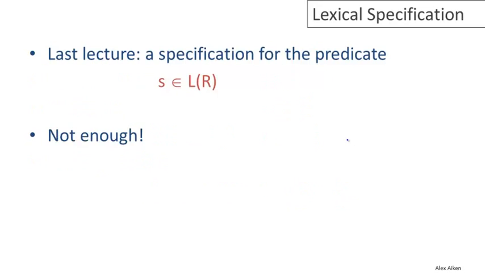So in the last lecture, we talked about a specification for the following predicate. Given a string S, is it in the language, that's the function L, of a regular expression? That is, we defined a language of regular expressions, and we talked about their semantics in terms of sets of strings. And so for any given regular expression, we could reason out by hand whether a given string was in that language or not. And this turns out not to be enough for what we want to do.